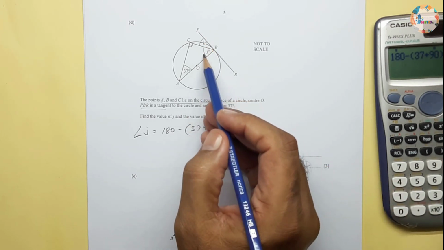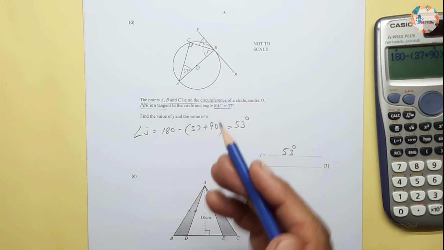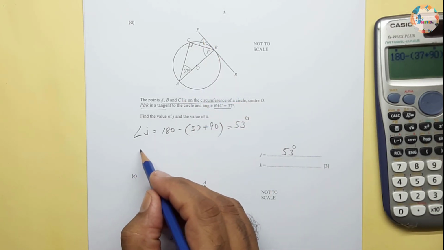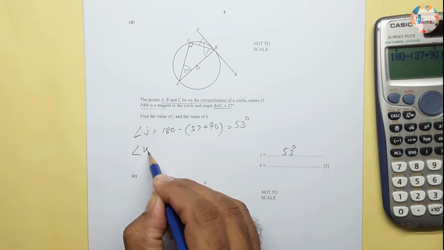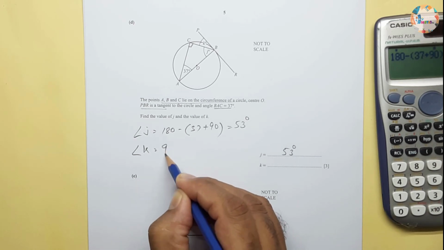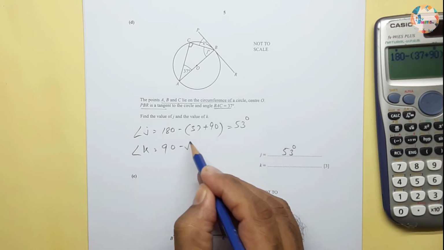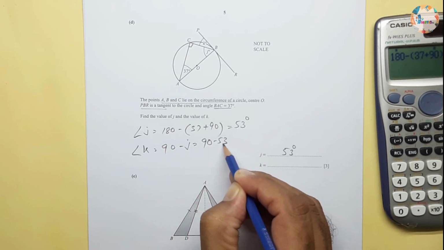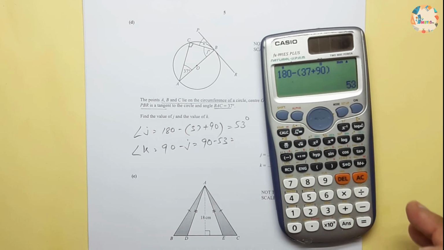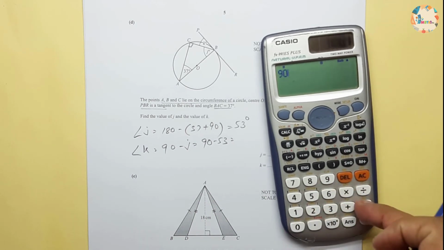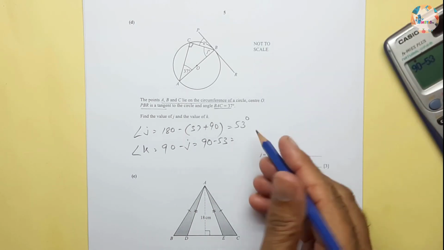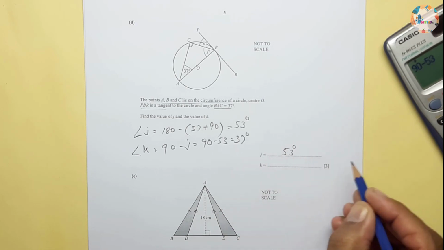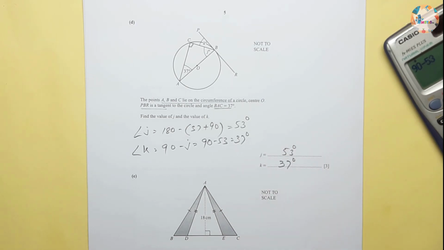Now K, we know that PBA, we can write angle K is equal to 90 minus J, and J is 53, so we can write 90 minus 53, and this will be equal to 37 degrees. So this angle will be 37 degrees.